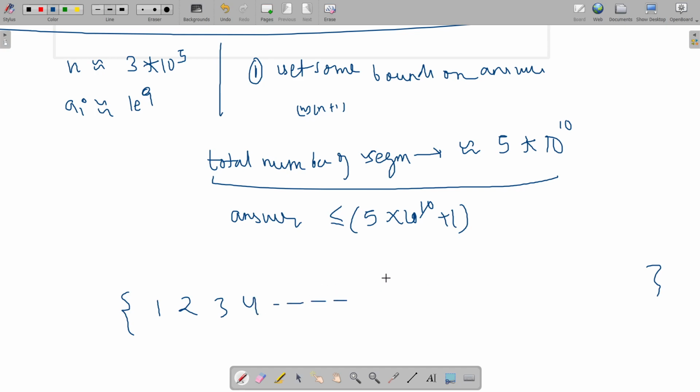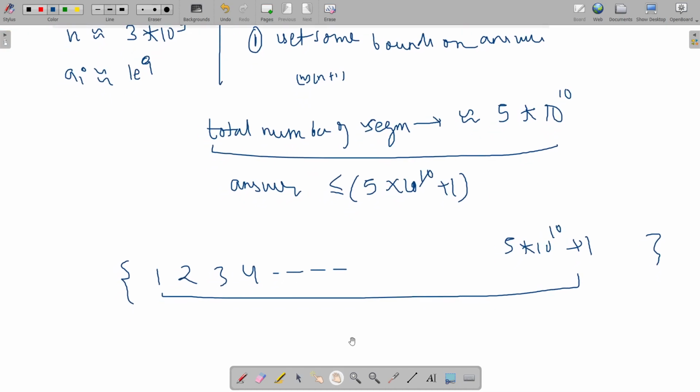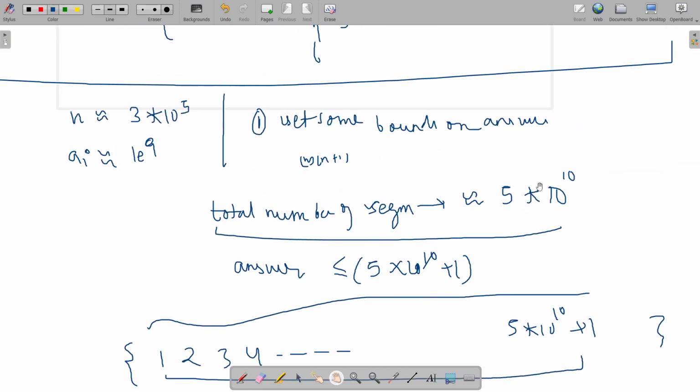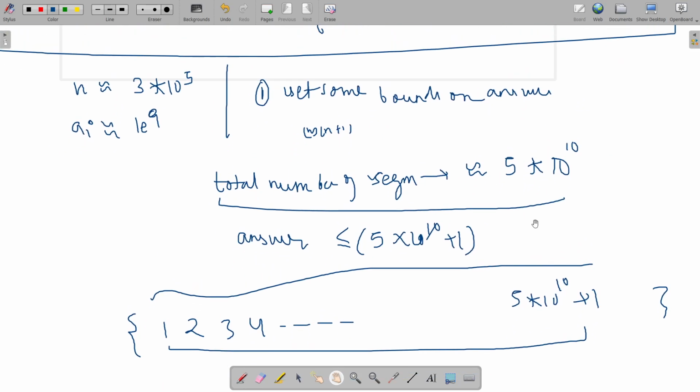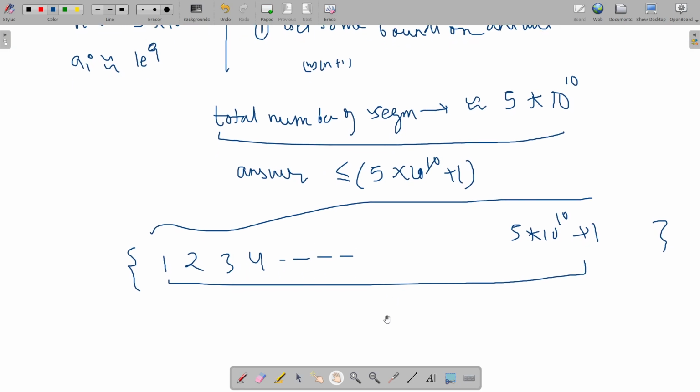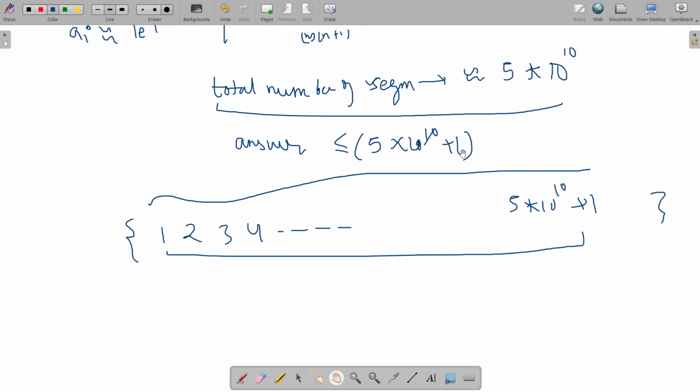All of these numbers must be present, because the MEX is greater than this. So all the numbers from 1 to 5 into 10 to the power 10 plus 1 need to be present as LCMs of the original array's subsegments. But this is not possible, because the total number of segments is only this, and each segment gives only one LCM. So obviously it's not possible to have more LCMs than the number of segments. So the answer will be less than or equal to this.